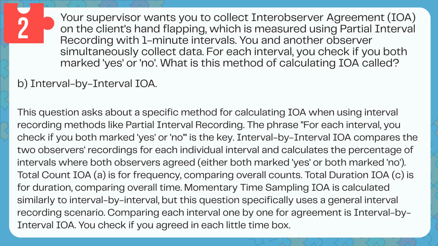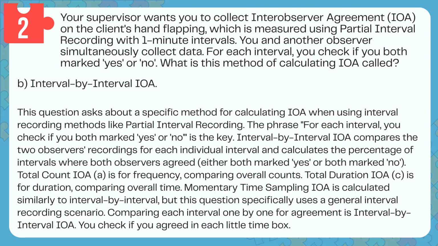Explanation: this question asks about a specific method for calculating IOA when using interval recording methods like partial interval recording. The phrase, for each interval, you check if you both marked yes or no, is the key. Interval by interval IOA compares the two observers' recordings for each individual interval and calculates the percentage of intervals where both observers agreed. Either both marked yes or both marked no.